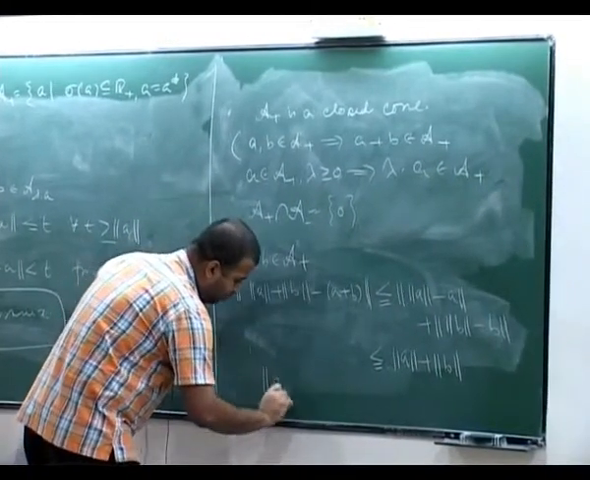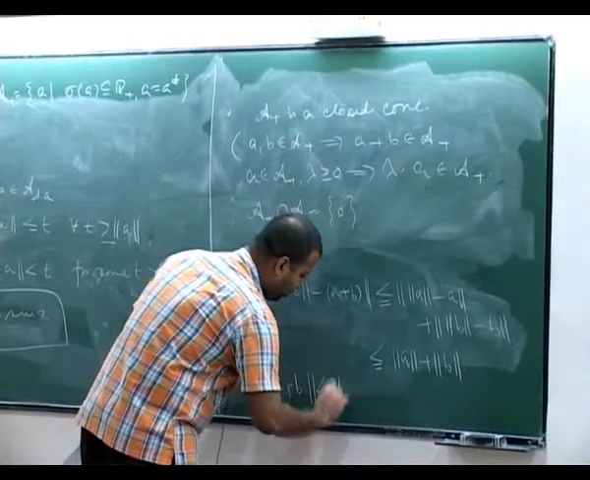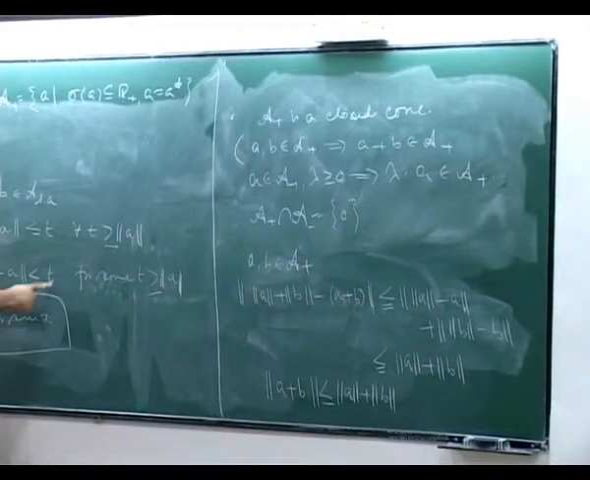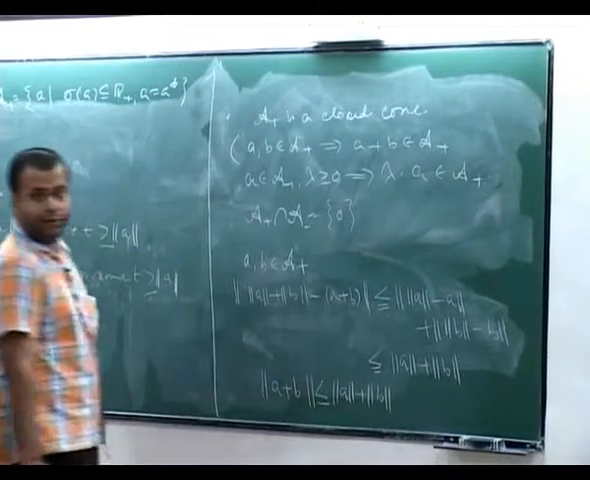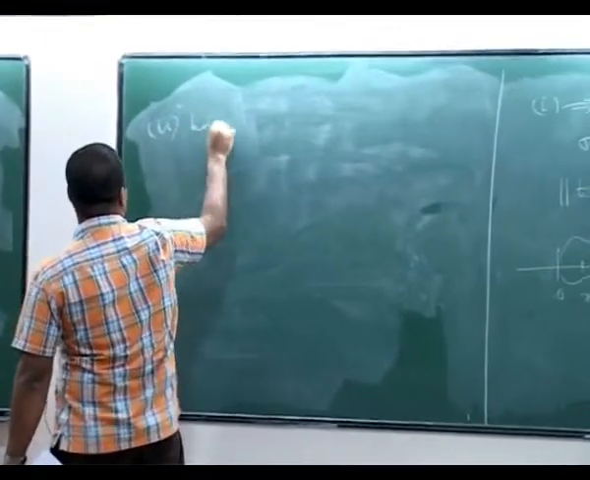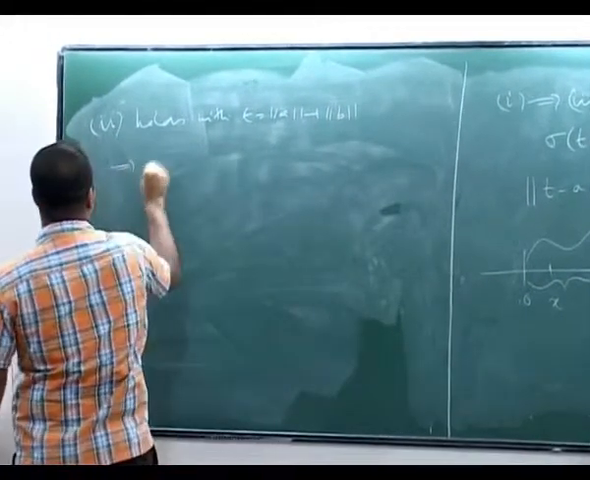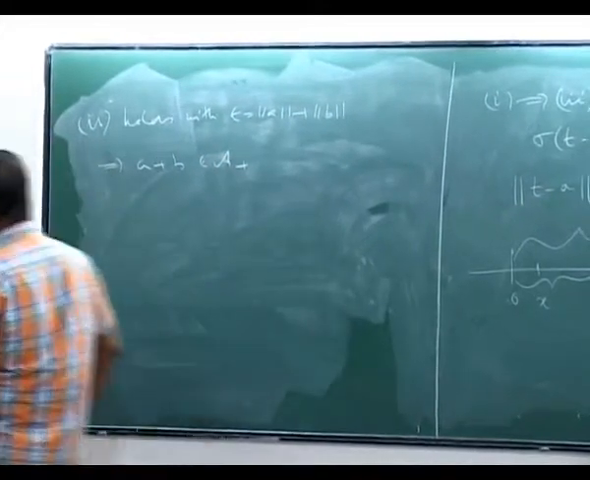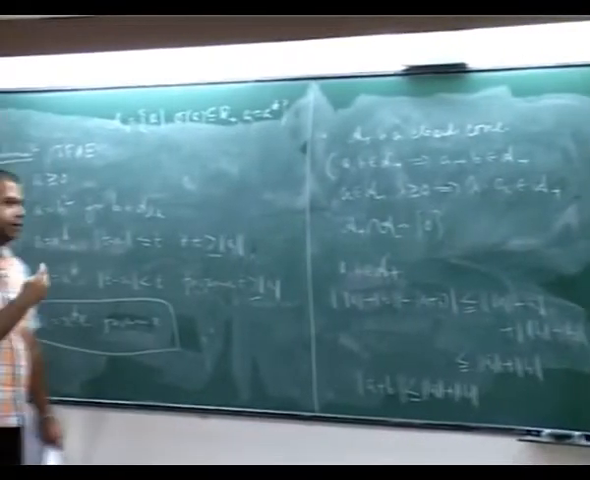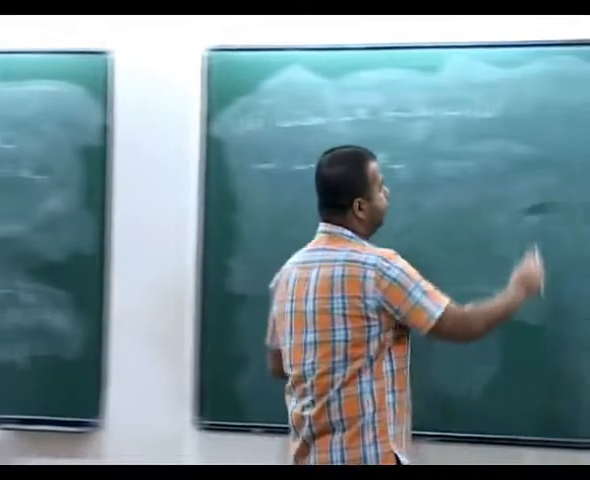And so this condition is satisfied with T equal to norm A plus norm B. So 4 holds. And this implies it is closed, because these conditions are stable under limits, like closed conditions. So this is closed. So I just prove that thing and then we stop today.